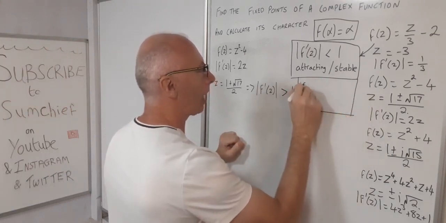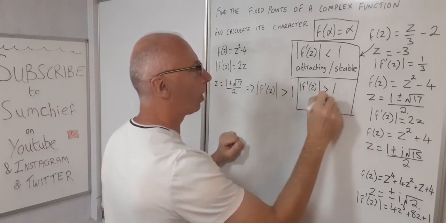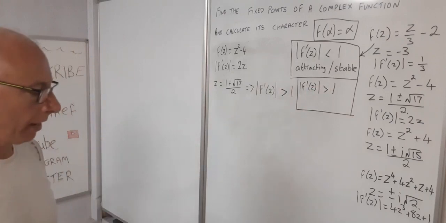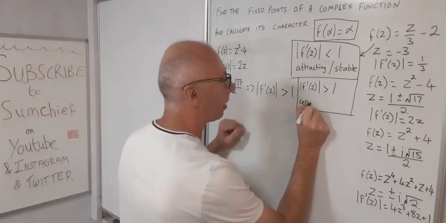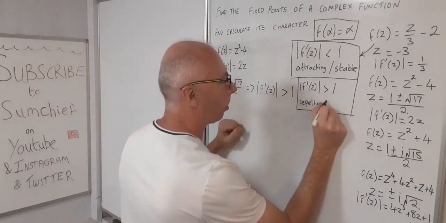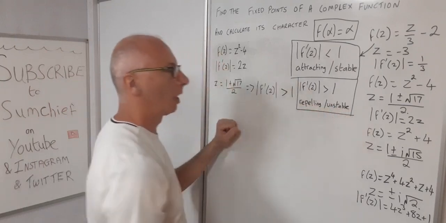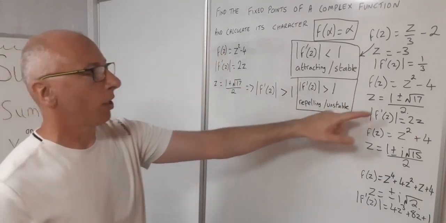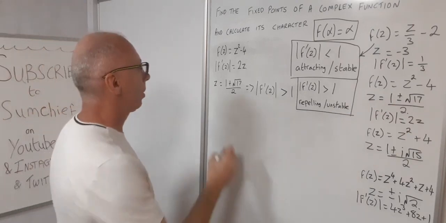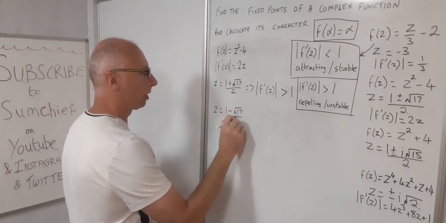So if the absolute value of our derivative is greater than 1, then our fixed point is repelling or unstable. So that takes care of that one. Now we've got another value in here where z equals (1 minus the square root of 17) over 2.